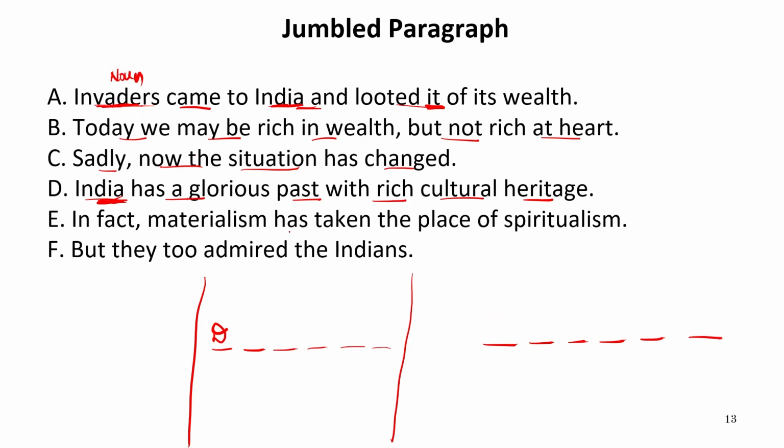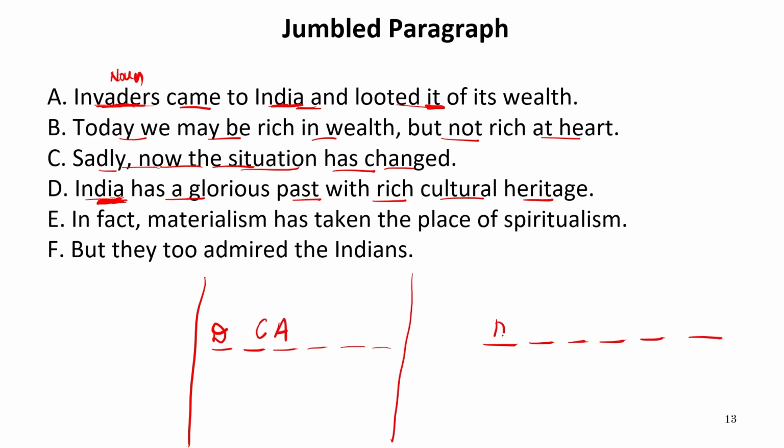So let us remove this from here. In fact, D is the first sentence. This A sentence can follow this happening. So after D, we can have A. Sadly, now the situation has changed. This is the contrasting sentence of something good. So we can also say that D is followed by C, then followed by A. So this can be the sequence.